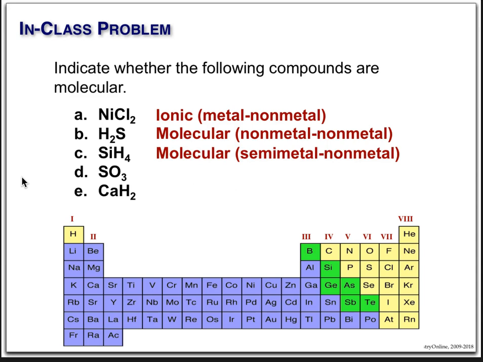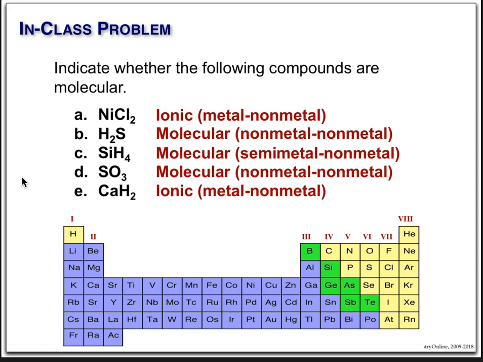Sulfur trioxide. Oops, is molecular. Sulfur is there, oxygen is there, two nonmetals, molecular. Calcium hydride. Calcium is here in group 2, isn't it? Hydrogen is there, ionic.